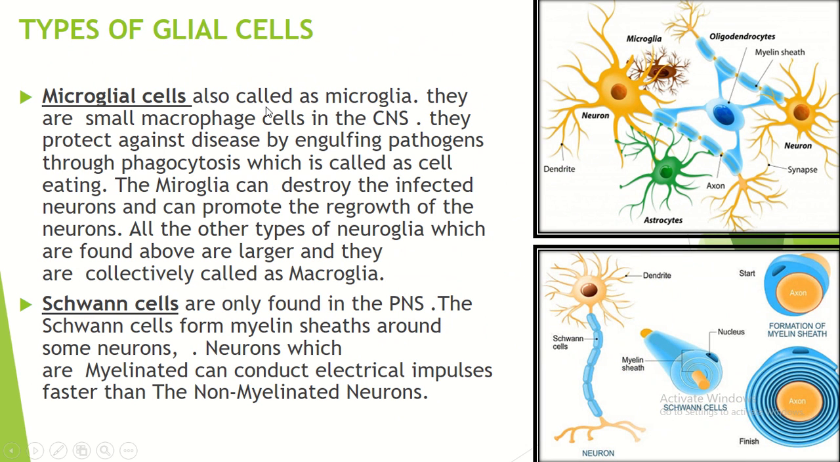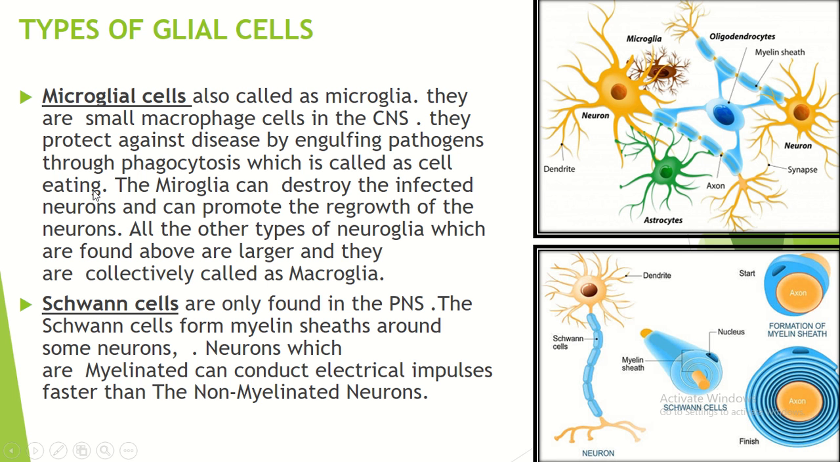Microglial cells are also called microglia. They are very small macrophage cells in the CNS. Here you can see the microglia. Macrophages protect against infectious disease. They protect against disease by engulfing the pathogens through phagocytosis. What is phagocytosis? It's called cell eating.